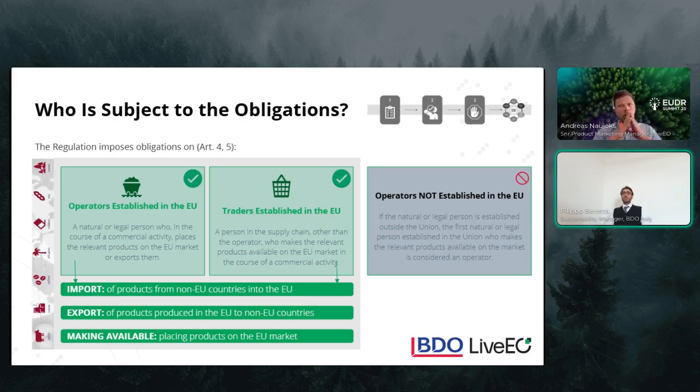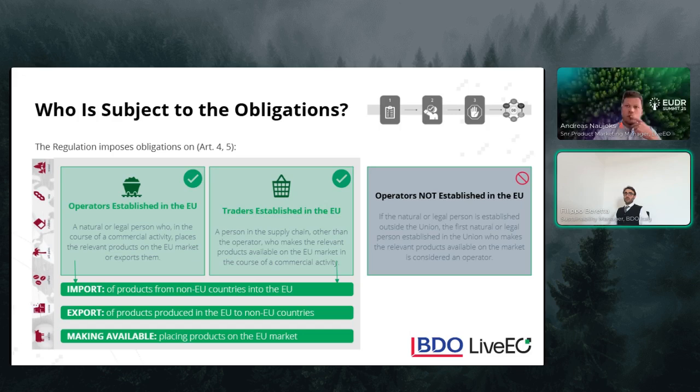In fact, we need to understand whether the company is an operator or a trader or both. The operator is the one who places regulated products on the European market for the first time or exports them. The trader is any actor in the supply chain who sells regulated products already on the European market. And depending on how the company configures itself, trader or operator, companies have different obligations, also depending on their size. The heaviest burden certainly falls on the category of the operator and large companies.